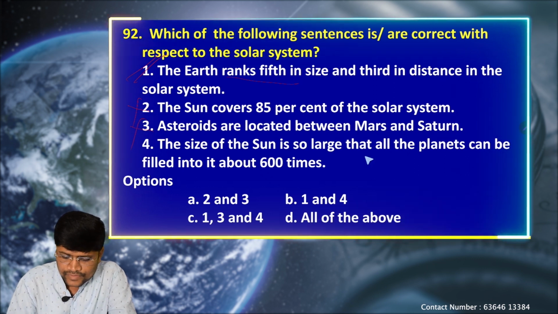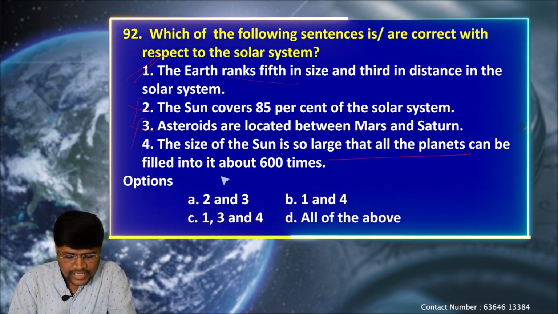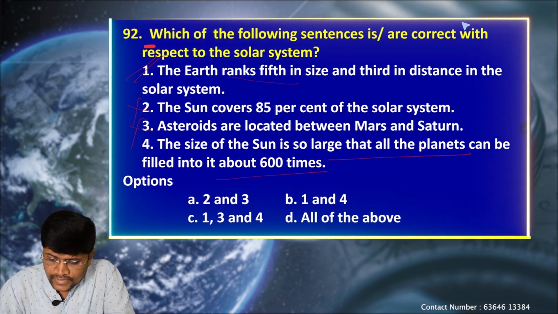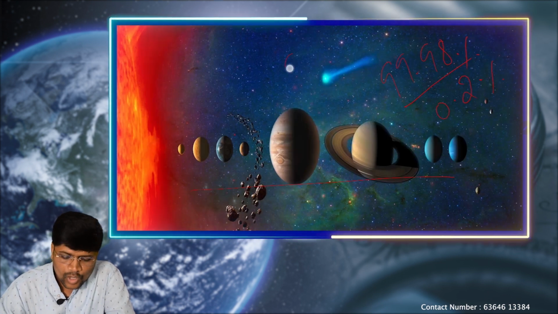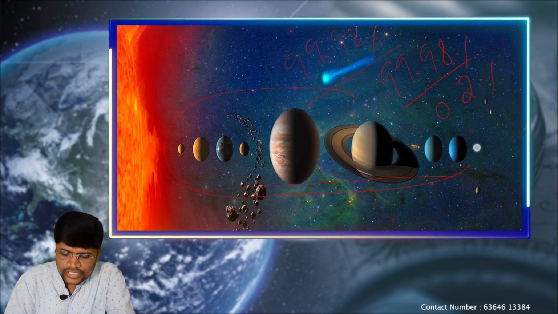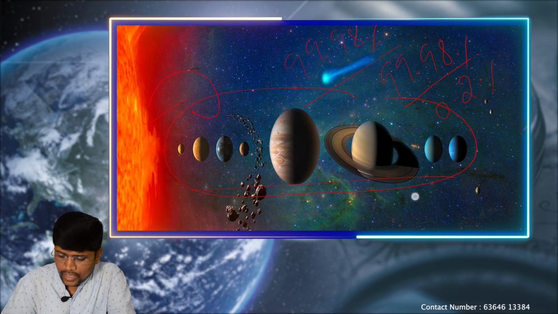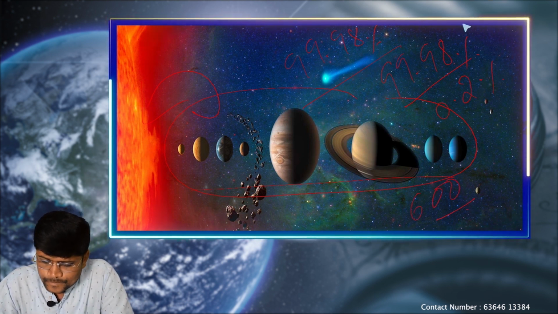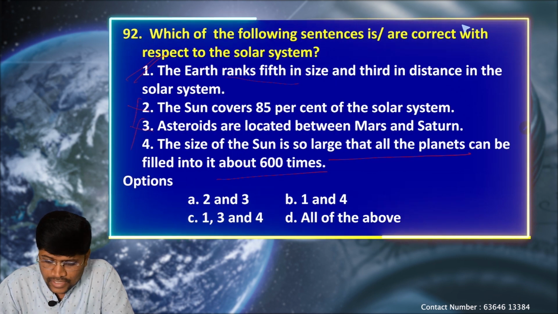Next, the size of the Sun is so large that all the planets can be filled into it about 600 times. Certainly, as the Sun occupies 99.98% of the mass in the solar system, all these planets can be filled within the Sun almost 600 times. Such a large is our Sun. So that's why this statement is also correct.